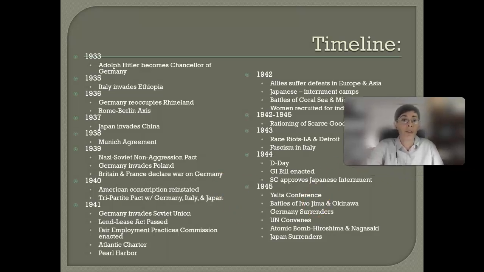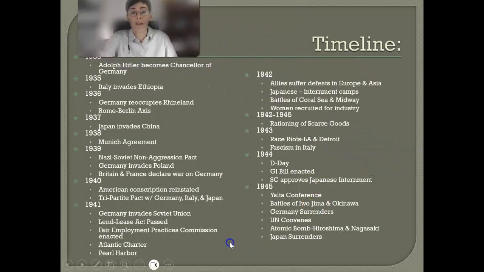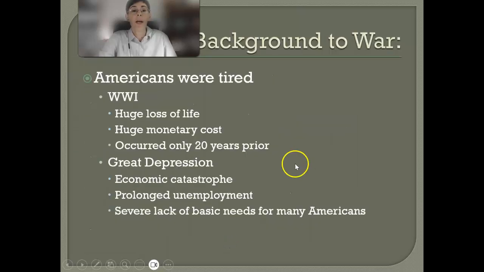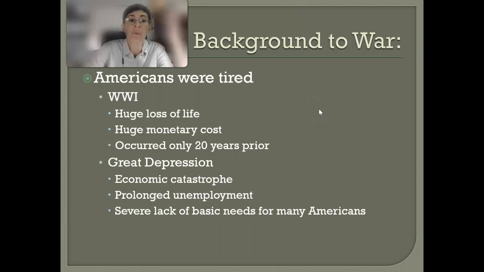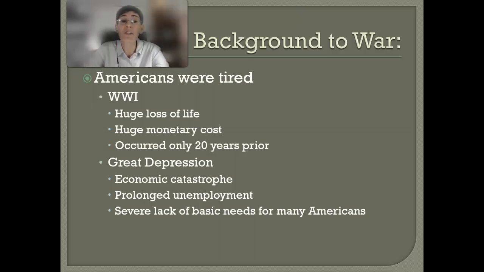So that is important. Let me bring my guy back up there. Okay, so why remain neutral, when you know the world is involved and it's a big world war, and the United States wants to stay out of it? Well, we're tired. We had huge losses of life in World War I. It was a huge monetary cost. It didn't occur that long ago. Plus, we were getting over the Great Depression. The Americans were not ready to jump into a full-scale European war. We just didn't have it in us.